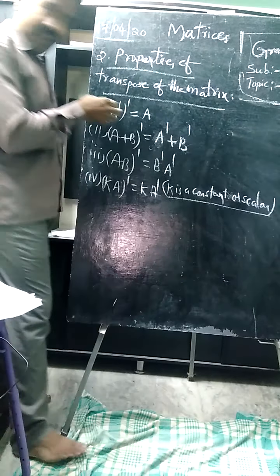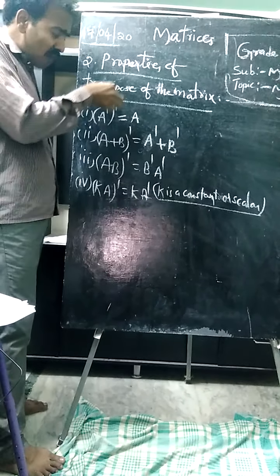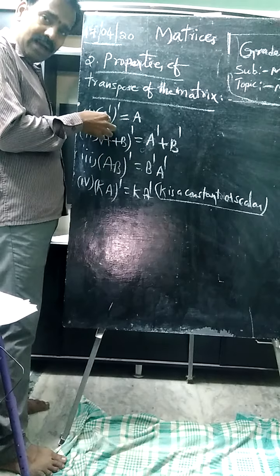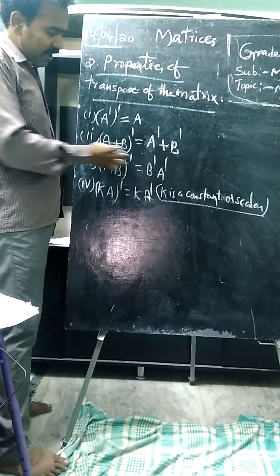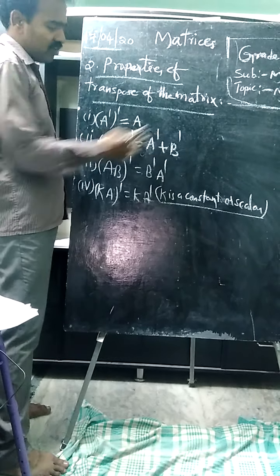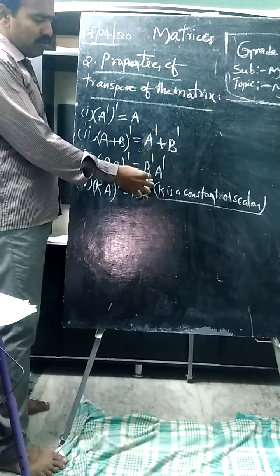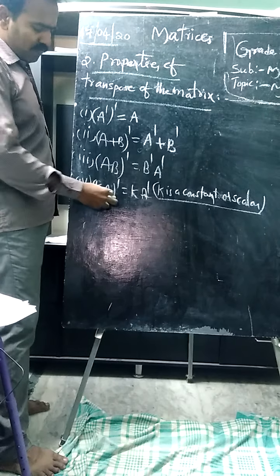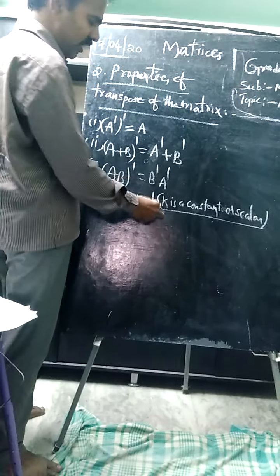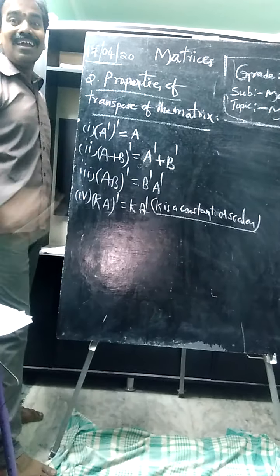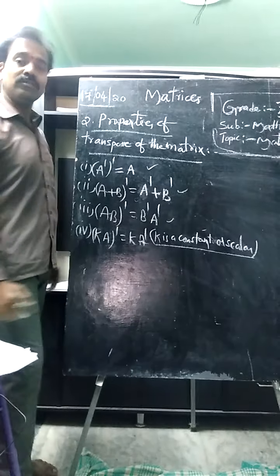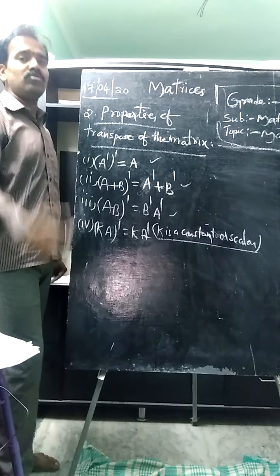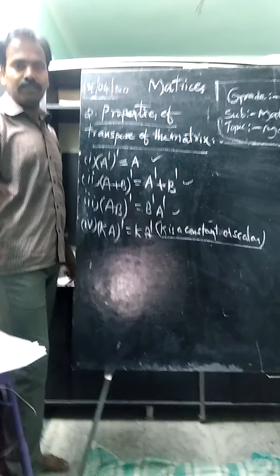Again I am repeating, students. The transpose of the transpose of a given matrix is the given matrix: A dash whole dash equals A. A plus B whole dash equals A dash plus B dash. AB whole dash equals B dash A dash, and K A whole dash equals K into A dash, where K is a constant or scalar. Let us discuss these properties by considering some example problems. Then we will go through symmetric matrix and skew symmetric matrix in the next class.